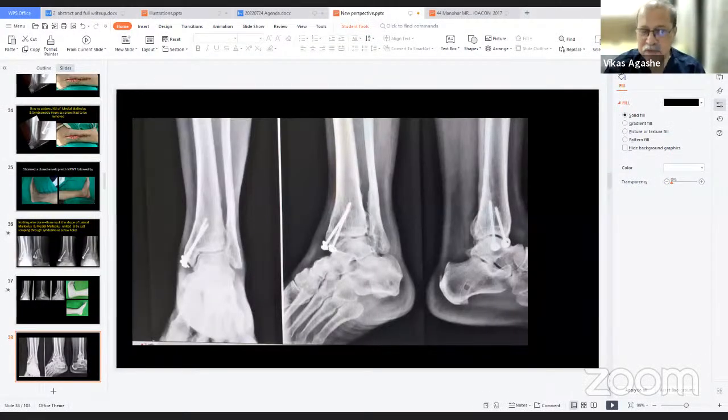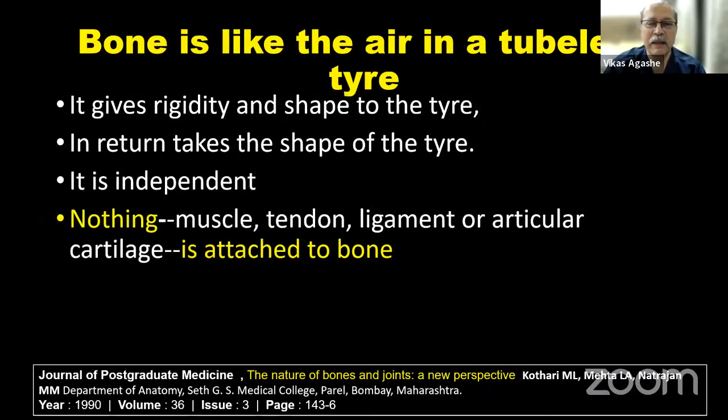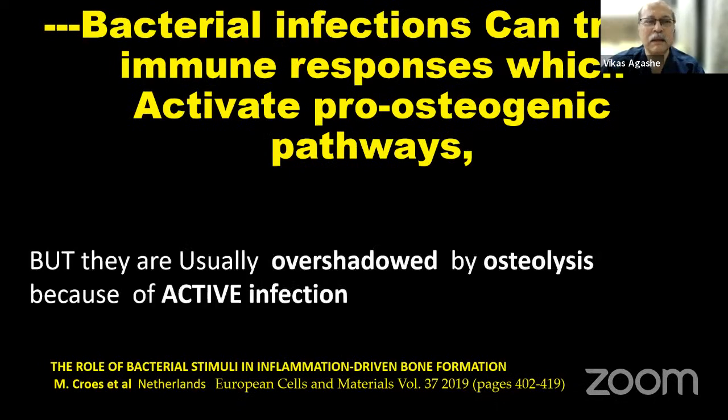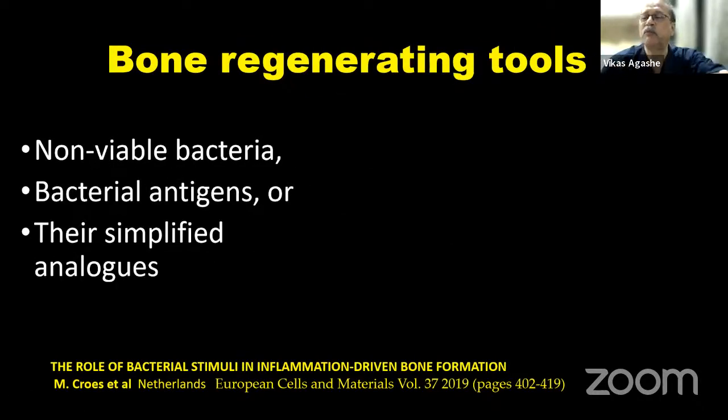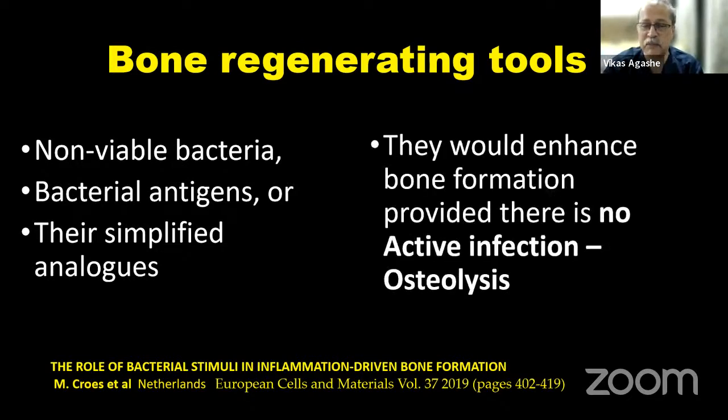Can I just tell you about this? What you are saying, there's a paper in 2019. Bacterial infections can trigger an immune response which activates pro-osteogenic pathways. They are usually overshadowed by osteolysis because of active infection. But in 2019, there's experimental proof that application of killed bacteria produced significant bone formation at 4 weeks without lysis, and a relatively low dose of killed bacteria enhanced bone formation. So possibly when you do a very aggressive debridement and create an envelope, it's not low-grade infection but killed bacteria, is what the author says. This was published in 2019, and it's a very interesting paper.